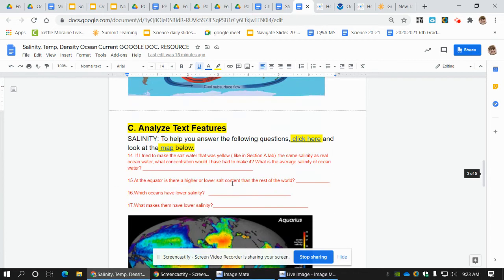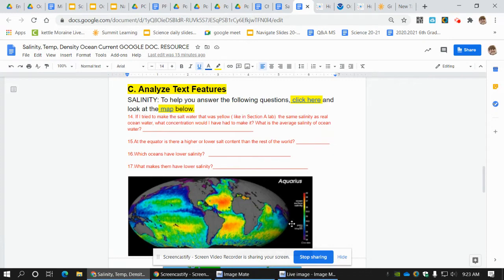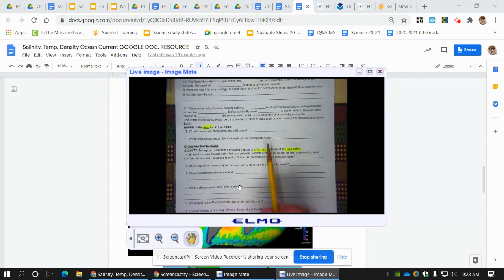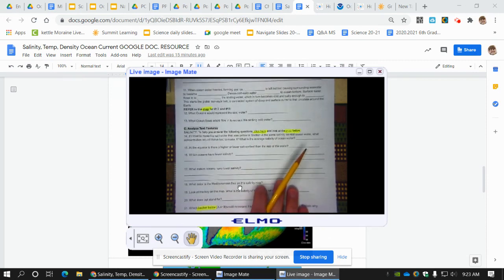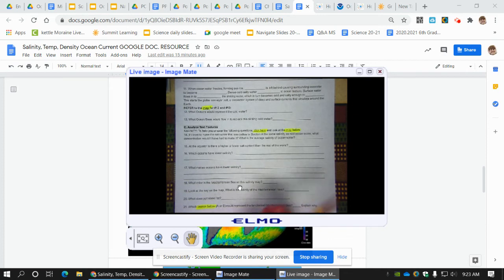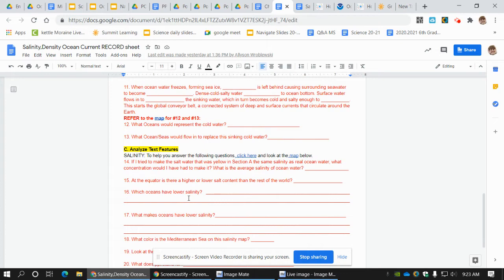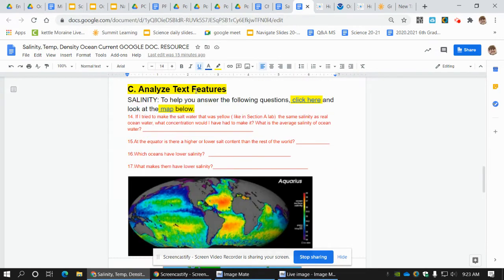Then I continue on and I look at analyze text features. Again, when I'm looking at that on my paper, notice I have highlighted click here and the map below so that I know that I have to go back and look at that document again. And to write down here which beaker, I don't see a picture of a beaker, so I need to refer back to that. So I'm again going to continue on with analyzing the text features. So I'm looking at the questions. And it says to help you answer, click here and look at the map below.